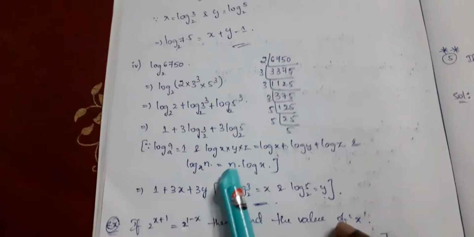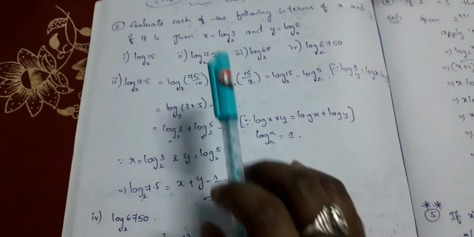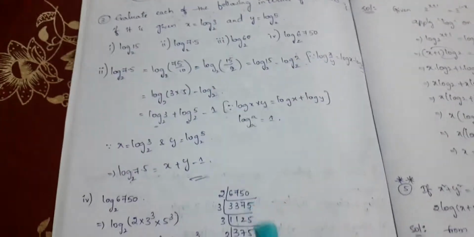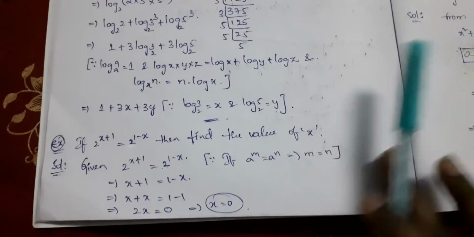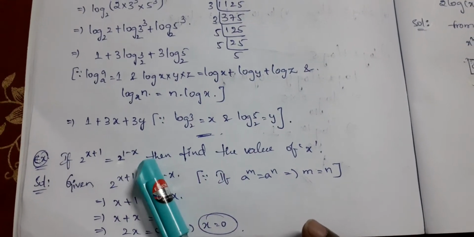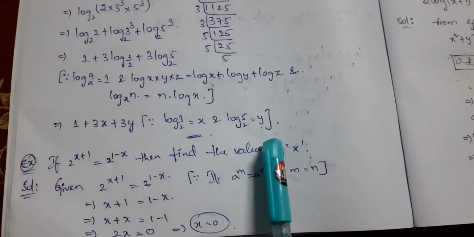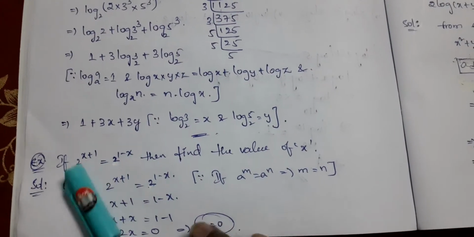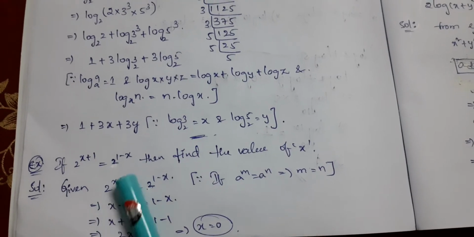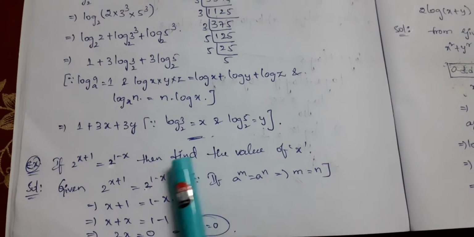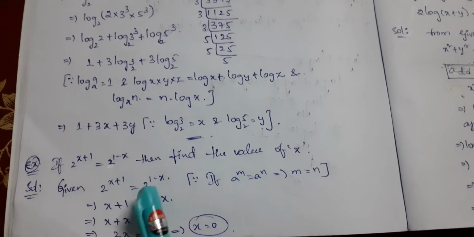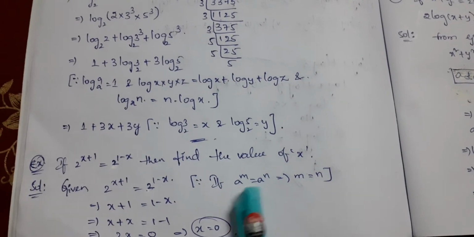Try to understand these two problems and do the remaining two problems here, log 15 base 2 and log 60 base 2. Next example I'm saying: if 2 power x plus 1 is equal to 2 power 1 minus x, then find the value of x. In this given condition we need to find the value of x. Just observe the given condition: 2 power x plus 1 is equal to 2 power 1 minus x. In both LHS and RHS, the bases are equal. So we have the formula in exponentials.